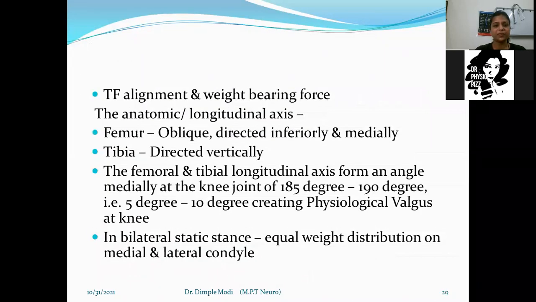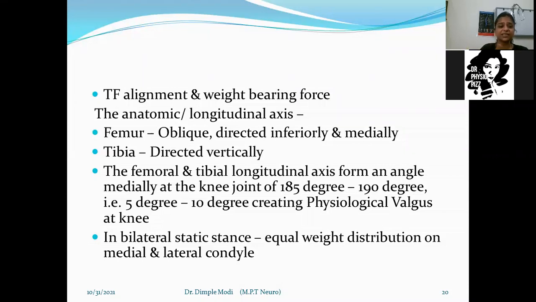Now we come to the tibiofemoral alignment and the weight-bearing force. The anatomic and the longitudinal axis: the femur is oblique and directed inferiorly and medially, and the tibia is directed vertically. So the tibiofemoral longitudinal axis forms an angle medially at the knee joint, which is about 185 to 190 degrees. That is 5 to 10 degrees, creating a physiological valgus at the knee.